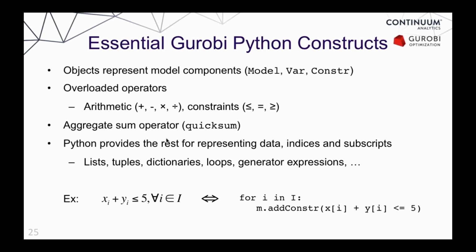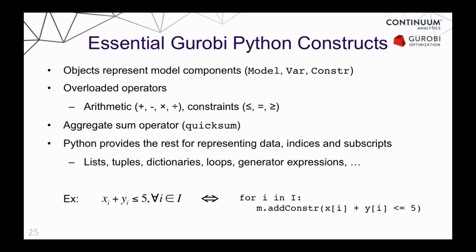We've also added an aggregate sum operator called quicksum, which is a direct replacement for Python's built-in sum function for collections. However, it's more efficient than sum when working with collections of Gurobi Var objects. With the exception of a few other constructs, that's really all you need to know about the Gurobi module. The rest of the features are provided by Python itself. There are collections like lists, tuples, and dictionaries, and these are extremely useful when representing index sets, subscripts, and data coefficients you might need for a model. Normally, we think of for-all operators as mathematical constructs, but when modeling on a computer, you need to think of them as programming operators, and Python provides loops and generator expressions for that.